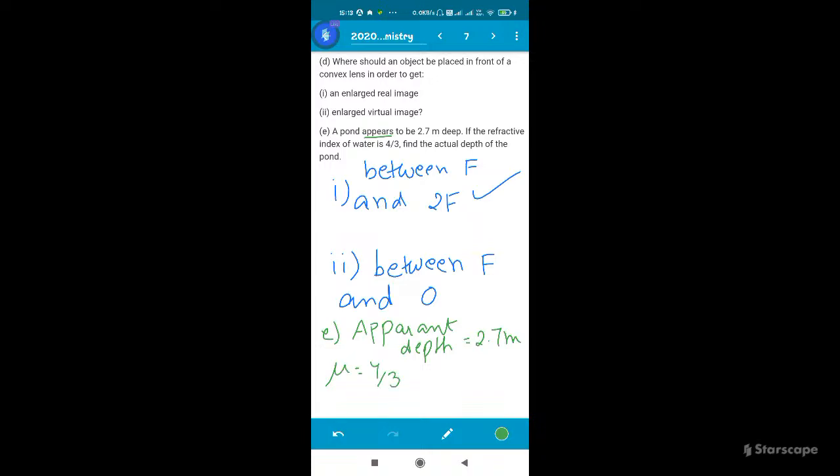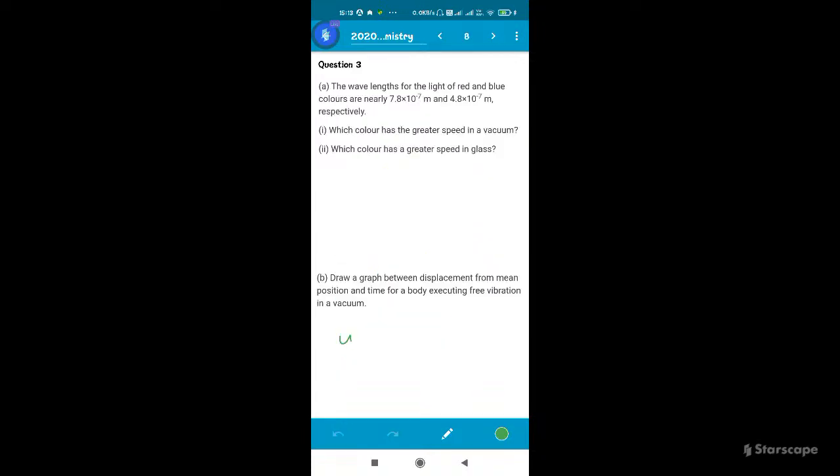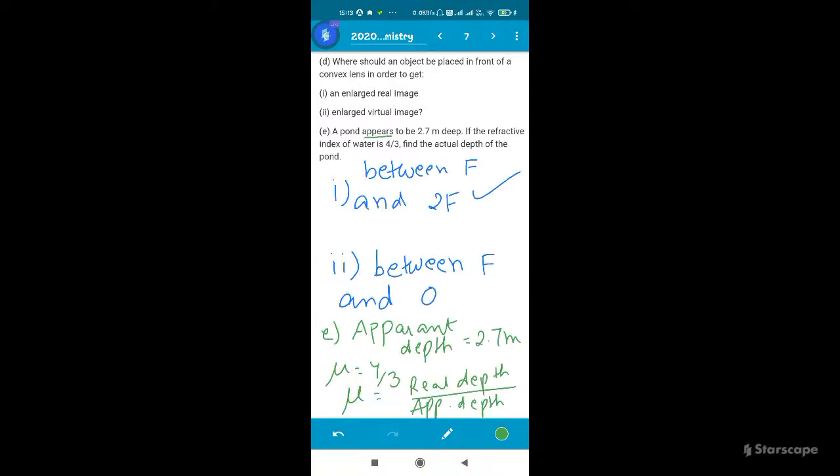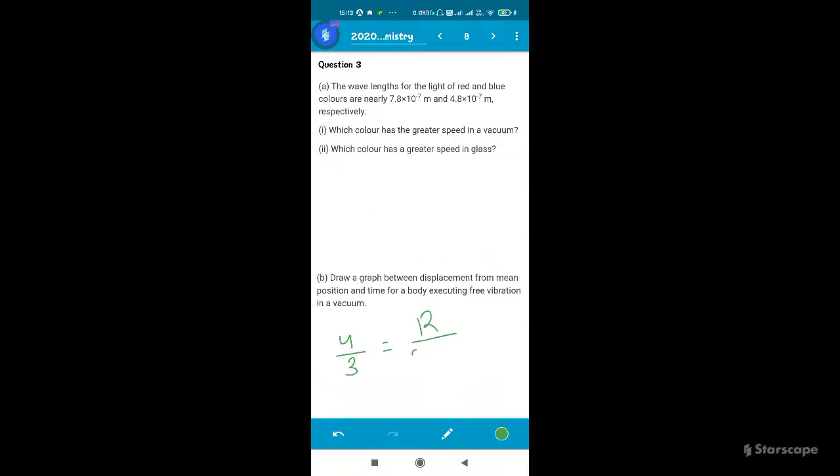So we know the relation that the refractive index equals real depth by apparent depth. So we are going to use this simple formula here. Our refractive index is given as 4/3. The real depth, I am taking it as R, and the apparent depth is given as 2.7. So the value of R will be 3.6 meter. So 3.6 meter is the real depth of the pond, but it appears to be 2.7 meter deep. A very easy question based on a very simple formula. I hope you have understood this question also.